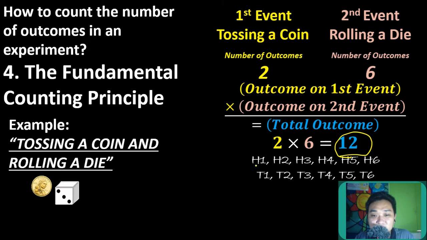O yung arrangement nung acronyms nung outcomes. Pero in this case, syempre, nauna naman yung tossing a coin bago rolling a die. So, our possible outcomes correspond to these kinds of names or acronyms, H1, H2, H3, H4, and so on and so forth. Okay? Linaw po ba yun?